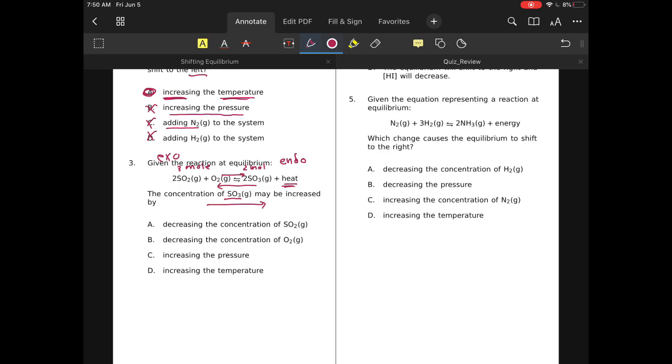If I decrease the concentration of SO2, that will not favor the forward reaction, so that's no. If I decrease the concentration of O2, that's the same thing. It will not favor the forward reaction. If I increase the pressure, it will favor the side of the reaction with less moles. And the right side of the equation has less moles, so that is in fact the answer. If I increase the pressure, it'll favor the production of SO3. And let's just check the last one. If we increase the temperature, don't forget that will favor the endothermic reaction. That would shift it to the left. So that's wrong too.